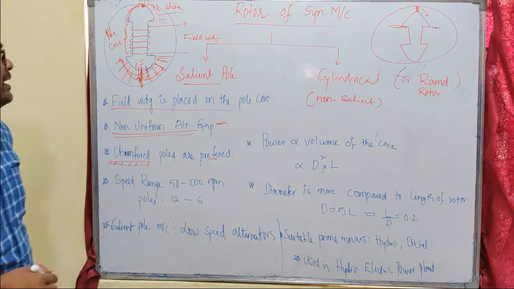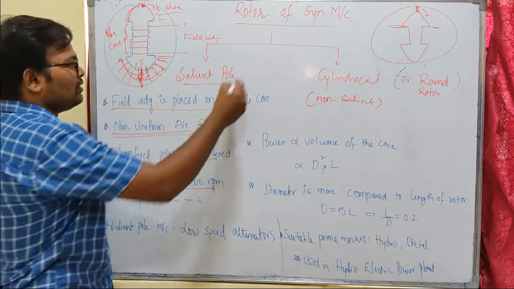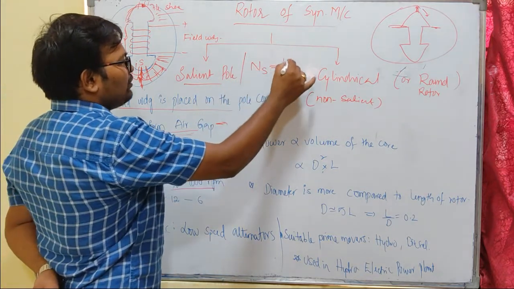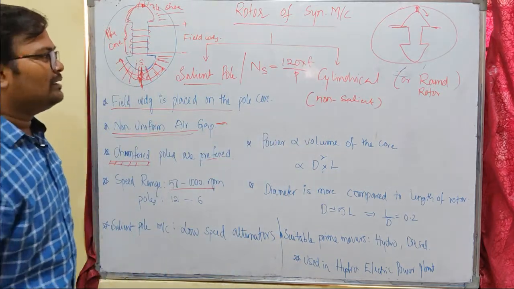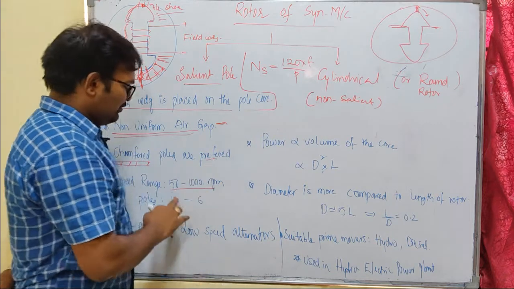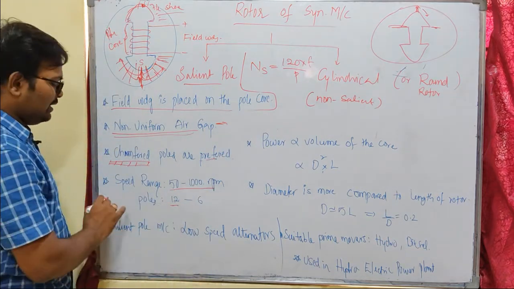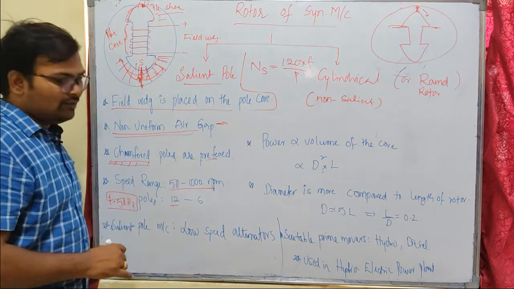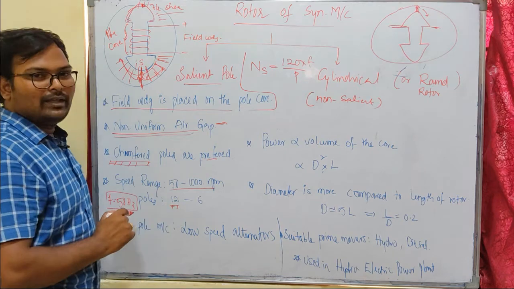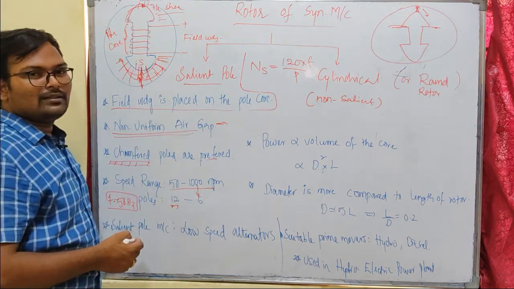The speed range of our salient pole machine is in the order of 50 to 1000 rpm. We know that our synchronous machine rotates at synchronous speed, that is 120 f by p, where f is the frequency of armature current and p is the number of field poles. So for a 50 rpm machine, what is the number of poles? For a 50 Hz frequency, to have 50 rpm, you will need 12 poles on the rotor core. For 1000 rpm, you will need 6 poles on the rotor.